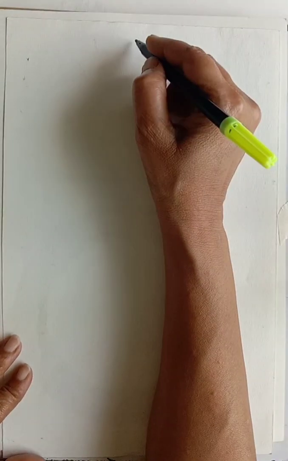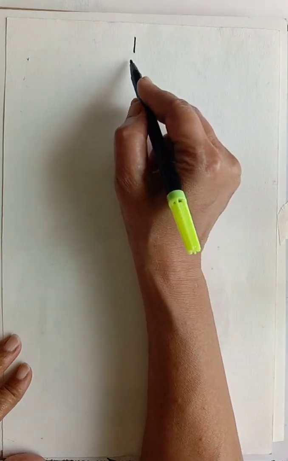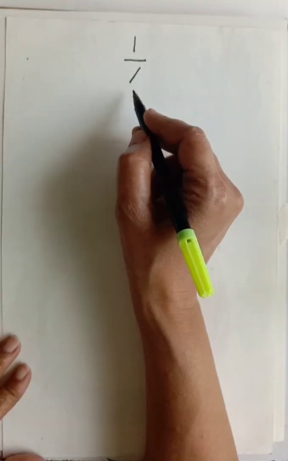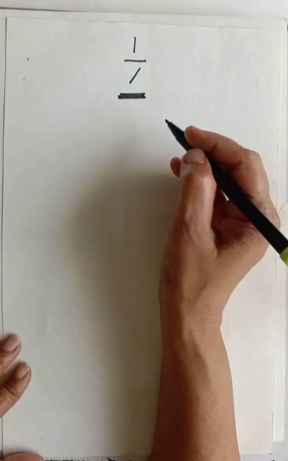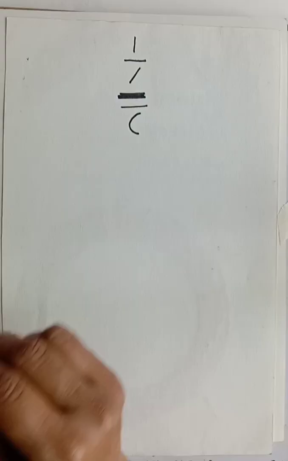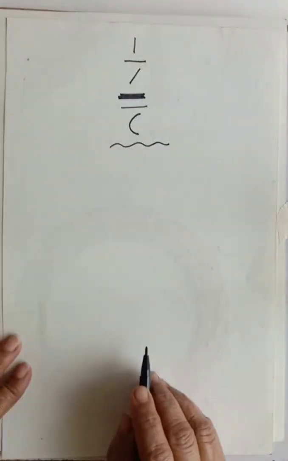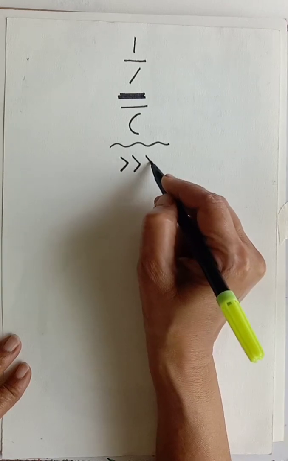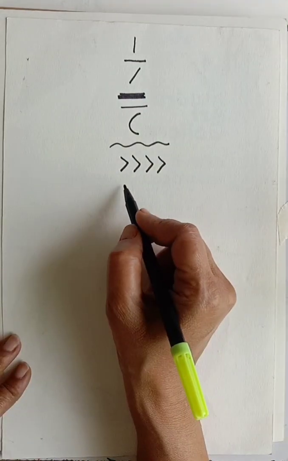Hello student, our today's topic is fun with lines. So I will show here different types of lines, textures and design. It's vertical line, horizontal line, diagonal line, flat line, thin line, curved line, wave line and jagged line.